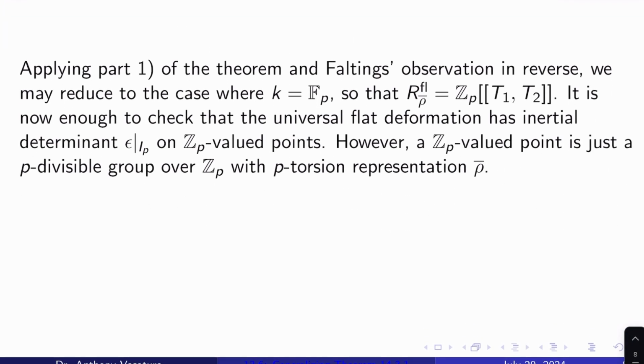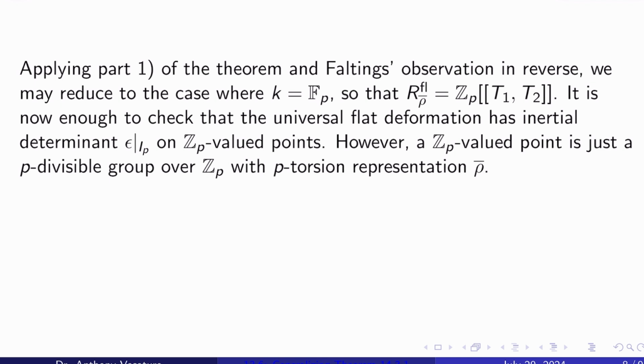Now, applying part 1 of the theorem, which remember we already have from a previous video, and Faltings' observation in reverse, we may reduce to the case where K is FP, so we can shrink the field back down. That's what I mean by Faltings' observation in reverse. And so really then we're just considering the case where R flat rho bar is ZP double bracket T1, T2. So now instead of looking at W of K in two variables as a power series ring, we can just assume the coefficients are in ZP by shrinking back down.